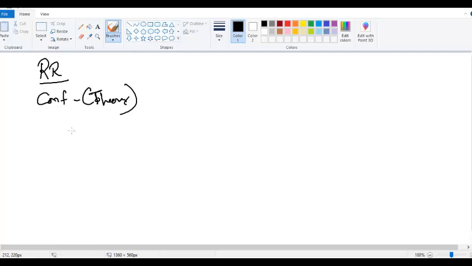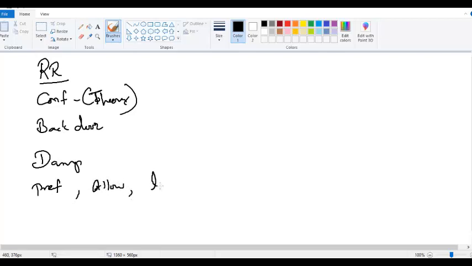So configuration, followed by backdoor, and then I don't think there will be time today, so tomorrow will be dampening and small topics like allow AS, local AS, and prefer AS. Please remind me these two topics tomorrow, and today we finish this.